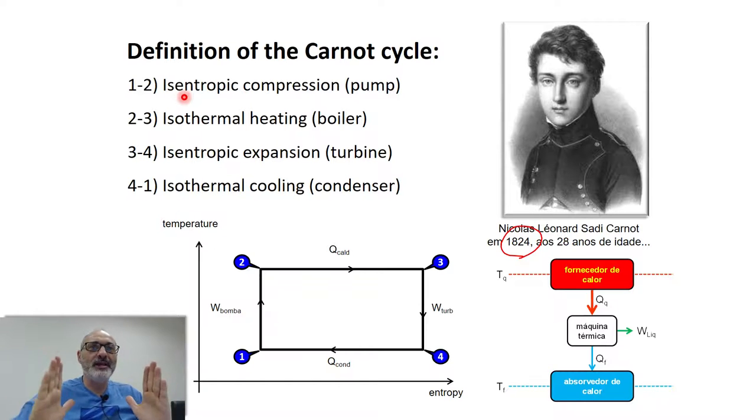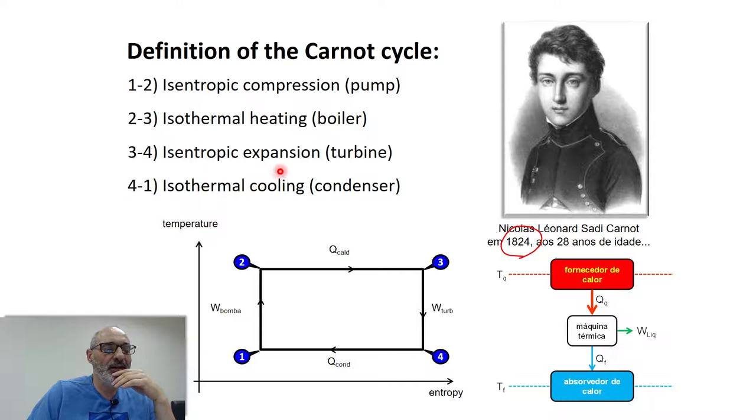So when you compress the working fluid in the pump, you increase pressure, but you do not exchange heat with the environment. So there is no heat loss, neither heat gain from the environment in this operation, compression, and also in the expansion in the turbine. And it also means that there's no friction, there's no kind of irreversibility in these transformations. So the term may seem complicated, but it's actually very simple.